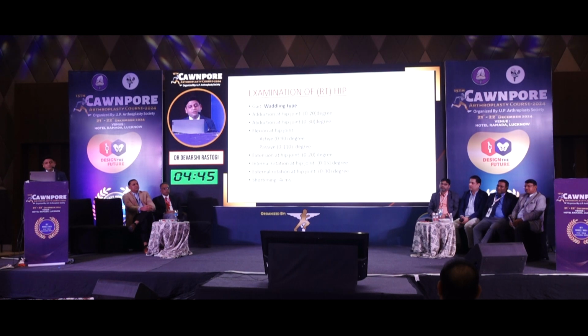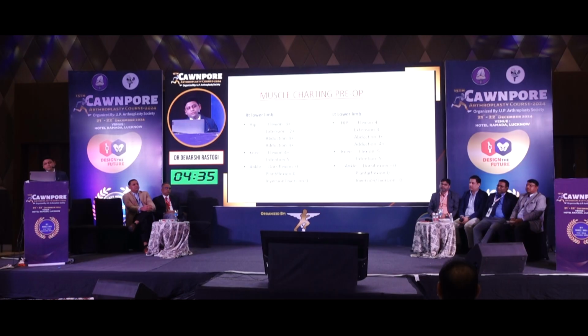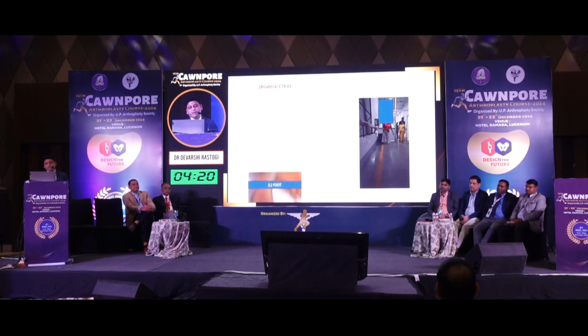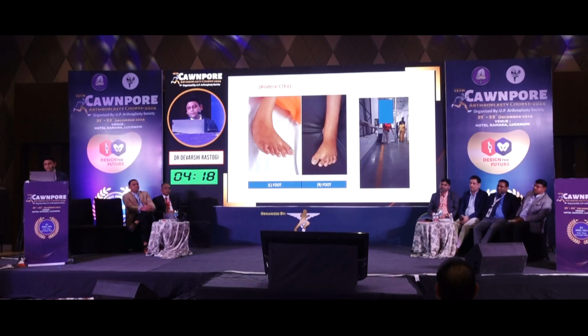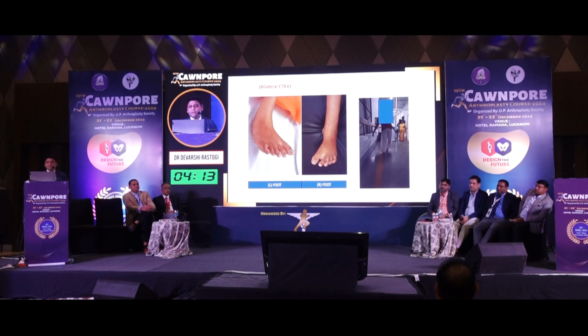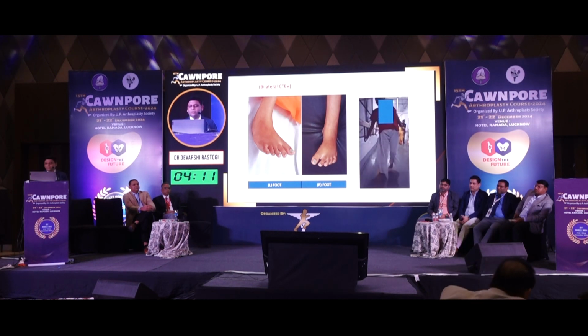On examination of the right hip, she was having a waddling type of gait, and all the hip movements were normal, with shortening of 4 centimeters. The muscle charting shows weakness of both lower limbs at the hip, and the knee was normal in both lower limbs, and there was absence of movement at the ankle and toes, and she was having bilateral CTEV. And this is the pre-op video showing the waddling type of gait, and she was putting a lot of effort while walking.